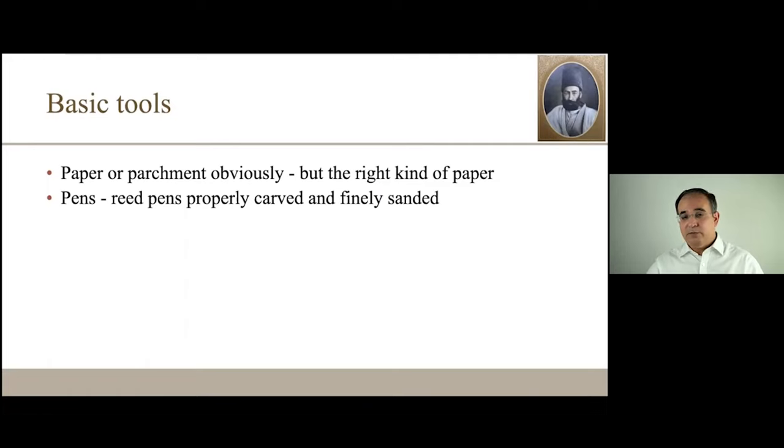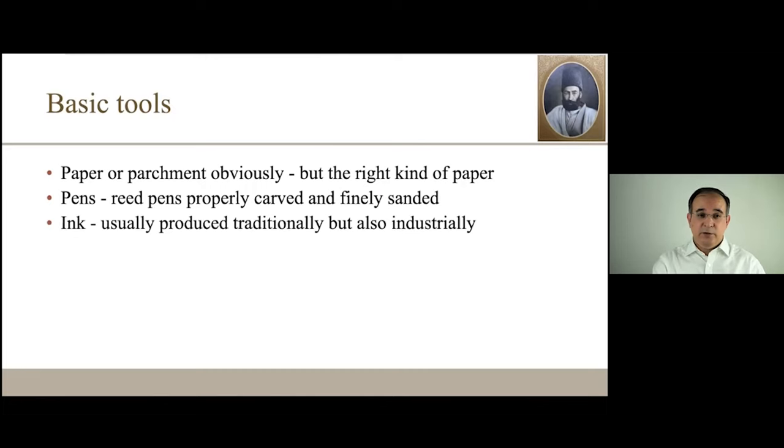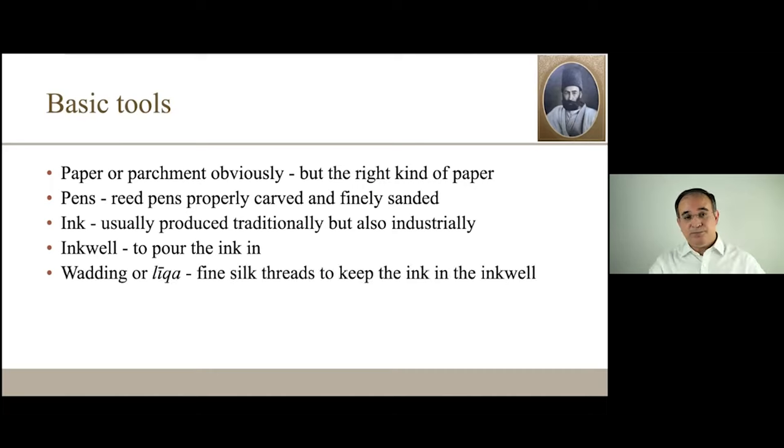They are properly carved and finely sanded, which is very important of how you get the good quality pen that you need to do calligraphy with. Then you need the ink, which is produced usually traditionally, but also in more recent times, they are produced industrially. We've got the inkwell, which is the container in which you hold the ink and you pour the ink in.